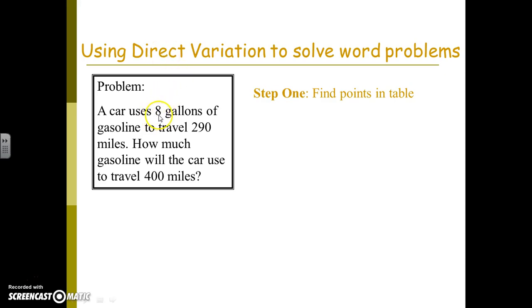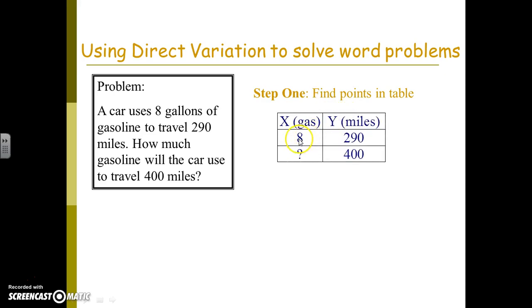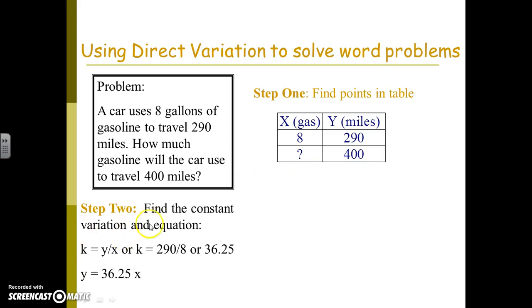So if the car uses 8 gallons of gas in 290 miles, how much will a car use in 400 miles? Step 1, we have to find points. So we see that 8 gallons of gas, and y miles with 290. So what can we do here with this? We're going to take the same approach that we did last time and find the constant of variation. So 36.25. Now what would be the units on that 36.25?